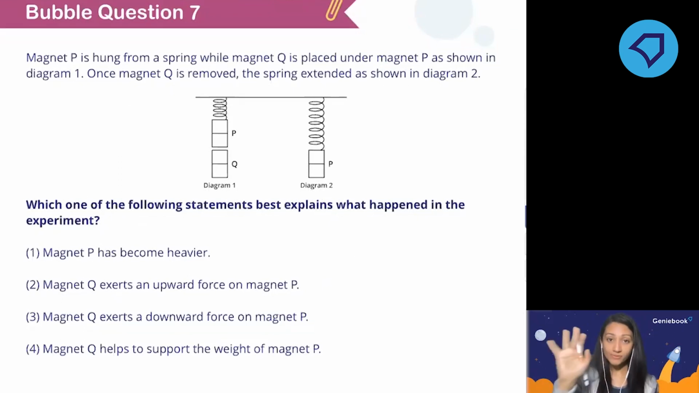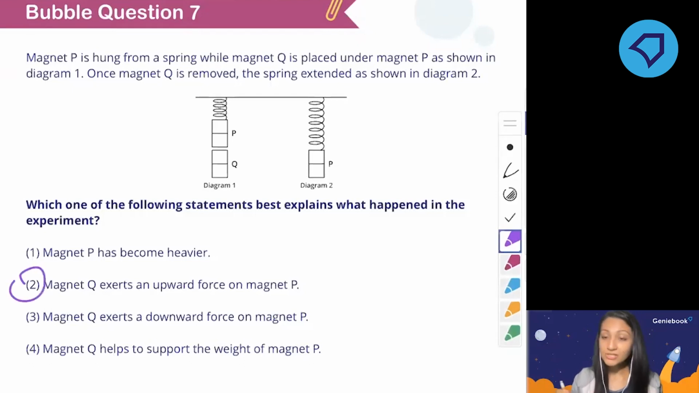So there are 4 options, right? Does magnet P become heavier? Or is it magnet Q exerts an upward force on magnet P? Or is it magnet Q exerts a downward force on magnet P? Or magnet Q helps to support the weight of magnet P? Oh, not bad. You said you got tricked, but a majority of you are able to tell me correctly that the answer is number 2. But unfortunately, a small group of you thought it's number 3.